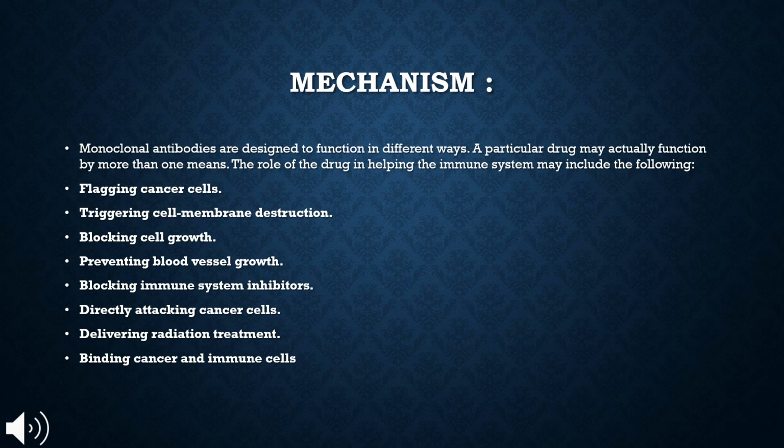So what is the mechanism of these monoclonal antibodies? How do they act in our body? They act on the cancer cells. They trigger the destruction of the cell membrane. The cancer cell membranes are destroyed, the growth of the cancer cell is prevented, and blood vessel growth is also prevented. They inhibit or block the action of immune cell inhibitors. The immune cell inhibitors are the ones which inhibit the activity of our immune system, so those inhibitors are blocked. They act directly on the cancer cells and help in radiation treatment, so other healthy cells are not affected by the radiation. Only cancerous cells are affected. They bind with the cancer cells and immune cells and thereby help in the treatment of most of the cancers.